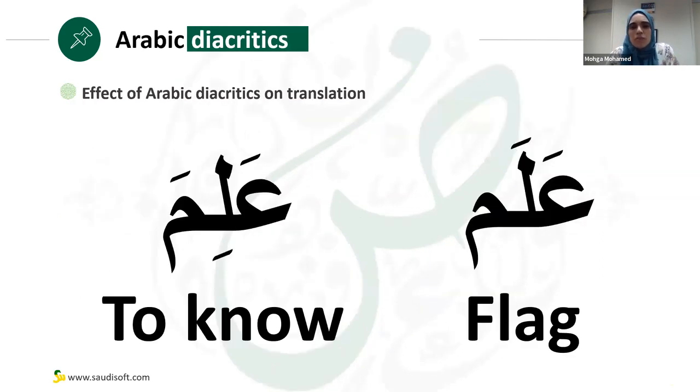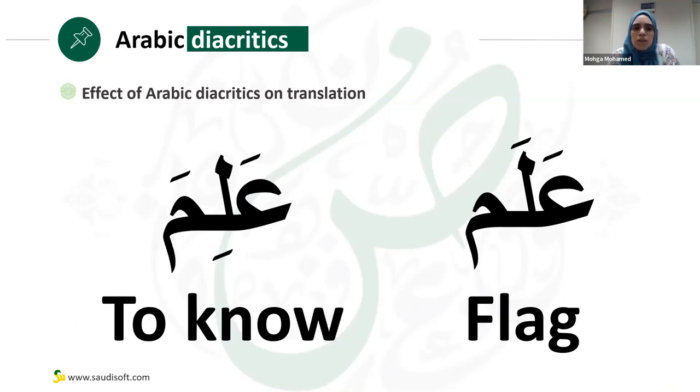So to know the effect of the diacritics in the Arabic language, here are 2 examples of words that have the same letters but with different diacritics. As you can see, the 2 words have the same Arabic characters. The diacritics, which are the signs that you see in the Arabic word, are placed in different positions, and because of that, the 2 words have different meanings and sounds. The one on your right, which has 2 signs above, means a flag. However, the other word has 2 signs above and 1 below, and means to know, and both have different pronunciation.